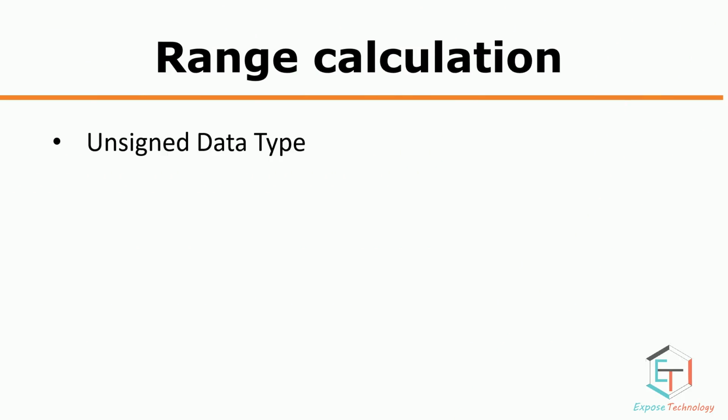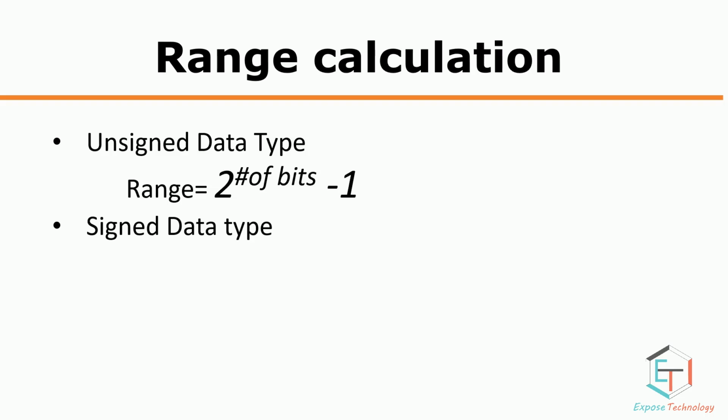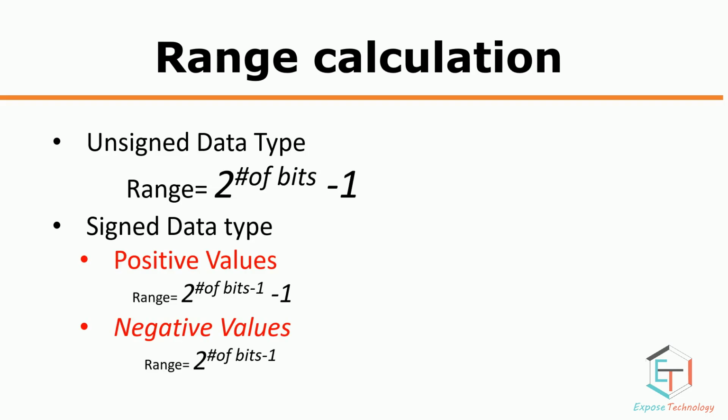How can we calculate the range for different data types? We can calculate the range for an unsigned data type using this formula: range is equal to 2 to the power of the number of bits, minus 1. Here number of bits means how many bits we are giving to each data type. For a signed data type we can use the following formulas. For positive values we can use the following formula, and similarly for negative values, here is the formula.